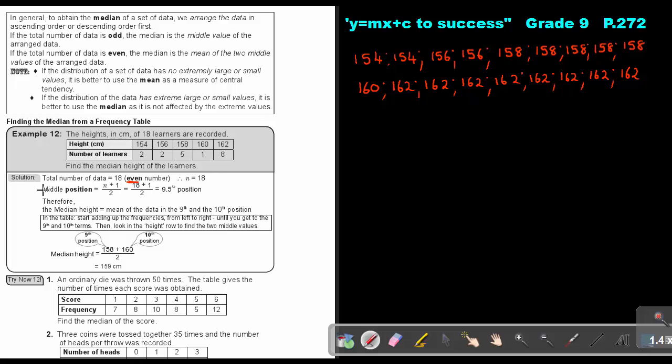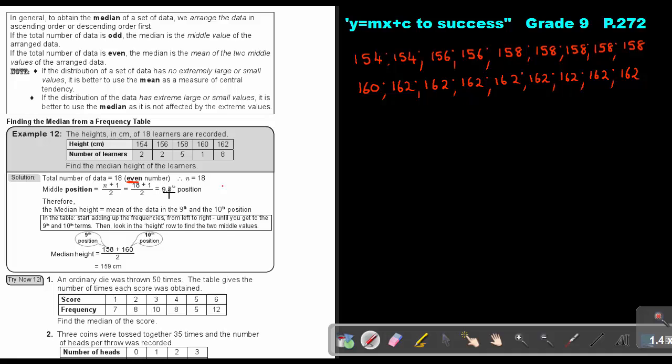So first we will find the middle position. So we will always use this formula: N plus 1, so the amount of learners, the frequency, plus 1, divided by 2. So if we take the frequency, we plus 1, divide by 2, we get 9.5. But now, it's in the middle between the 2 positions. So what you must do is find the position in front and the position at the back. So the median height is the mean of the data of the 9th and the 10th.